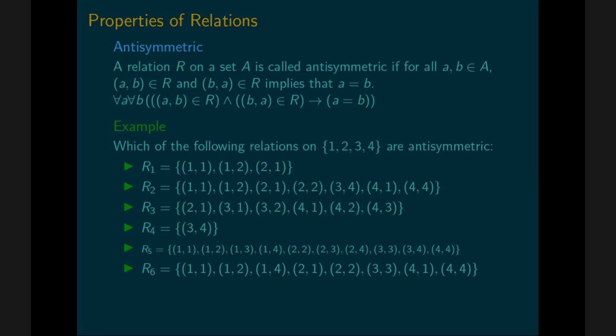Is the first one antisymmetric? No, right? Because you have 1, 2 and 2, 1, but 2 is not equal to 1. The second is antisymmetric. Is it? I don't think so, because 1, 2 and 2, 1 is there, but 1 is not equal to 2. So here is a hint: if there is one symmetric pair, then it's not antisymmetric. Right? Yes.